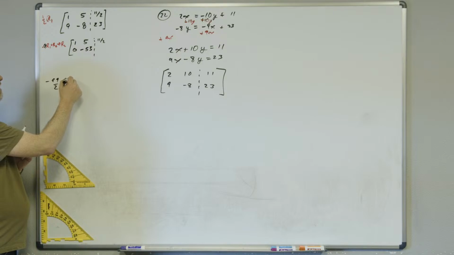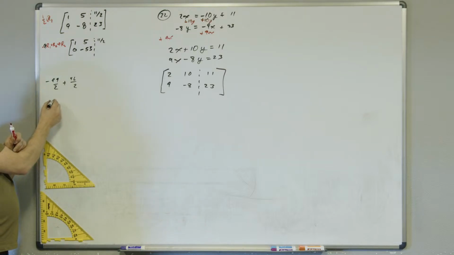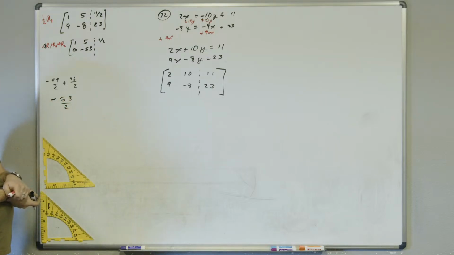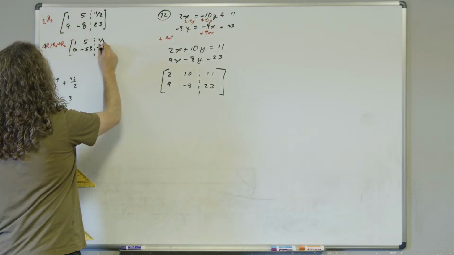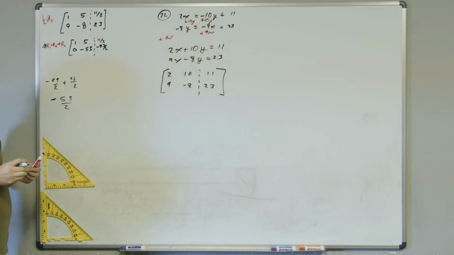122 halves. -76 halves. Oh yeah, no, I got it wrong. Wait, it's going to be, oh yeah, -99. 54. 53. -53 halves. Now what?